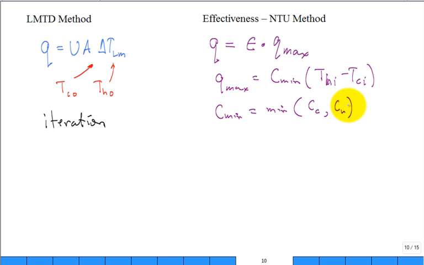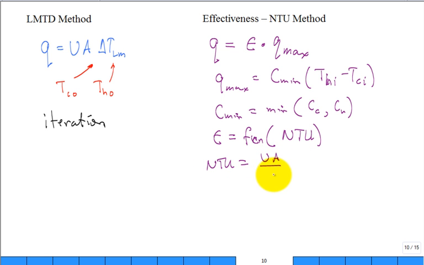Okay, great. Now, what is this effectiveness? Well, what you would do is you would find it as a function, FCN, of a parameter. It's to be a function of the number of transfer units of that heat exchanger. What is the number of transfer units? The number of transfer units is UA, the thermal size, normalized by the minimum heat capacity rate.